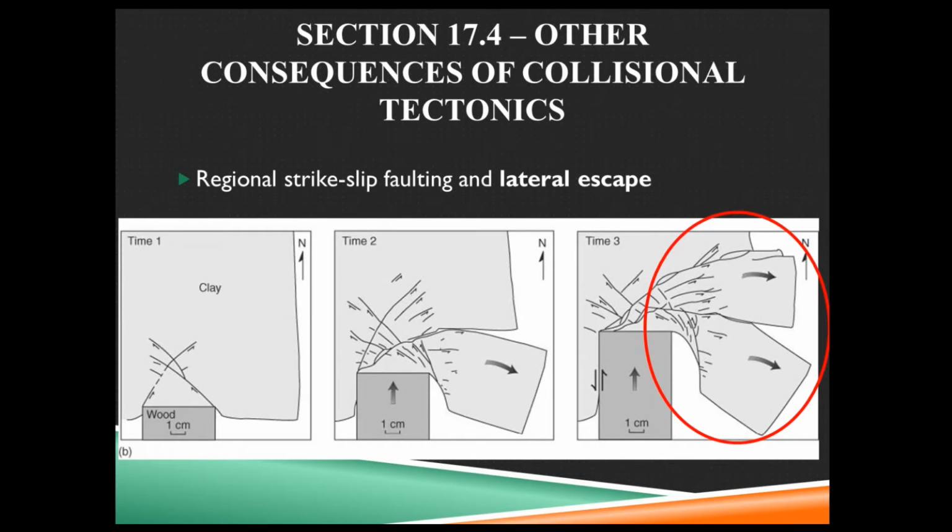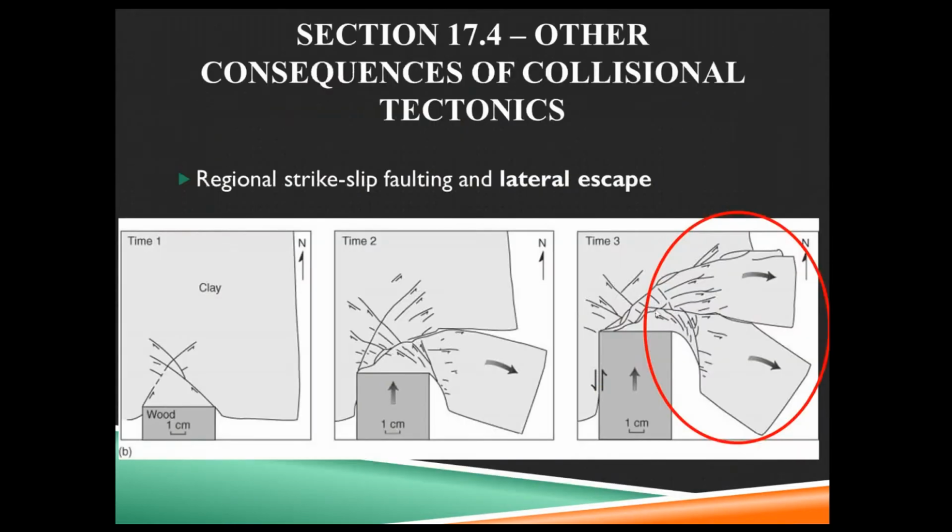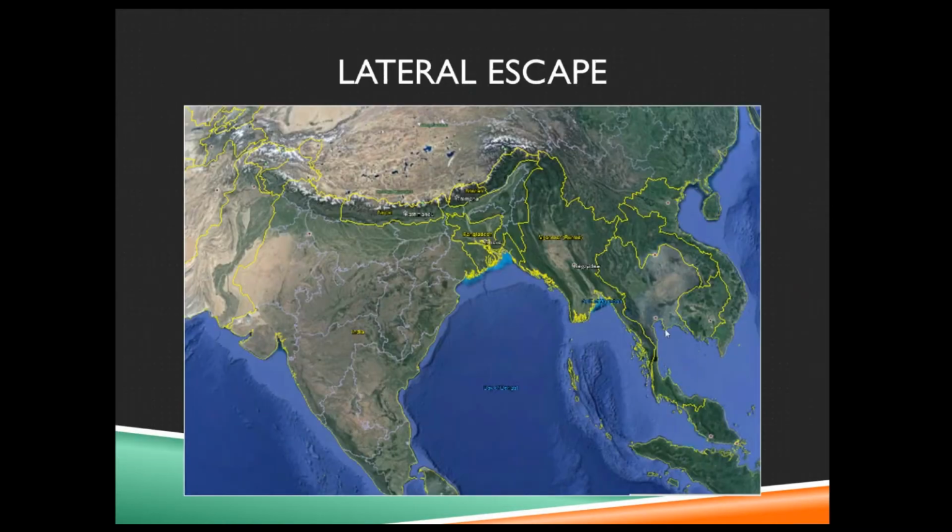We can see this in the real world right over here. India is like the block of wood. Asia is like the block of clay. As India slammed into Asia, it displaced crustal material over here. These lobes of clay are a good analog for these lobes of land that got displaced as India slammed into Asia. This is lateral escape.